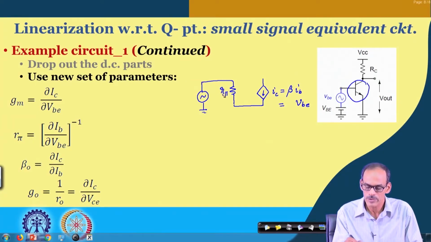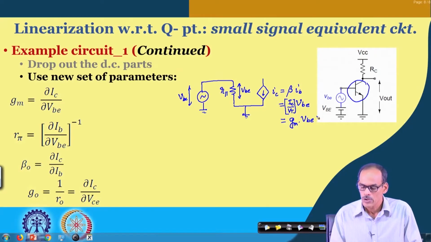So, whatever voltage gets dropped across this base to emitter terminal, we call this V B E, and incidentally, since there is no resistance here, we may say that this is also V B E. And then I C can be written in terms of V B E, and we have seen that it has a factor, capital I C by V T, which is referred to as the transconductance parameter called G M, into V B E.